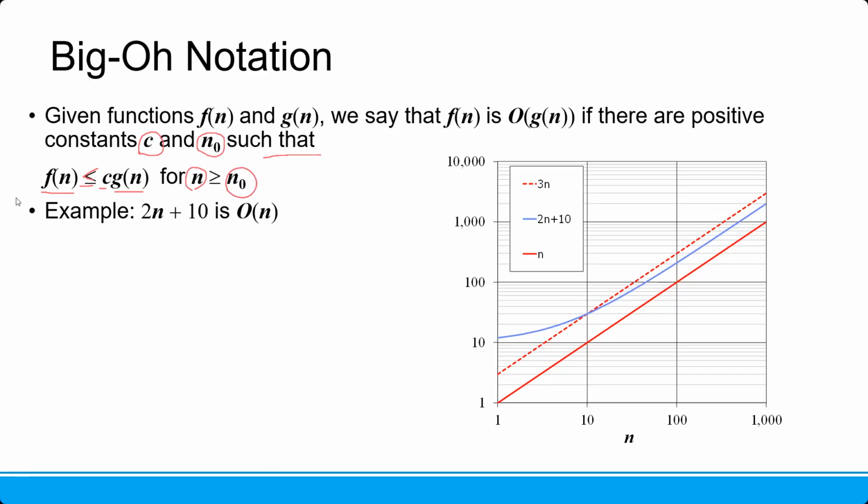Now let's see. I have a function 2n plus 10. It is O(n). Then we call this f(n), and we call this g(n). In this case, you need to prove.